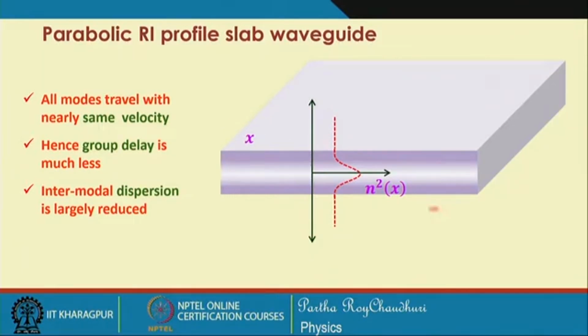The beauty of such a waveguide is that all modes travel nearly with the same velocity. We can show analytically, with a simple description of the various modes, that they will travel with almost the same velocity. Therefore, there is very little group delay, that is the phase lag between the individual modes of the waveguide, and therefore intermodal dispersion is largely reduced. Intermodal dispersion is a very important part of optical communication, which controls the capacity of data or information transmission through optical waveguides, particularly in optical fibers.